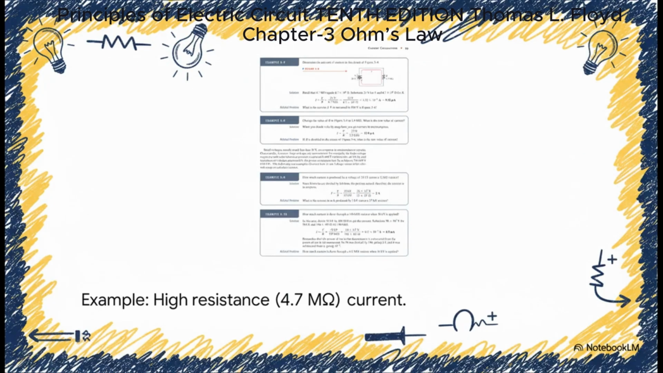Now check this out. What happens when we use a huge resistor? We've got 25 volts, but this time it's trying to push through 4.7 megaohms. And just to be clear, that's 4.7 million ohms. So what's the result? Well, the current slows down to a crawl, just 5.32 microamps. This is a perfect example of how you can use a big resistor to seriously limit the flow of current.